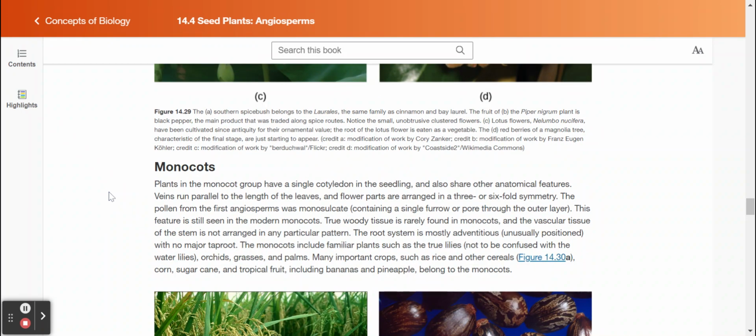Monocots. Plants in the monocot group have a single cotyledon in the seedling and also share other anatomical features. Veins run parallel to the length of the leaves, and flower parts are arranged in a 3 or 6-fold symmetry. The pollen from the first angiosperms was monosulcate, containing a single furrow or pore through the outer layer. This feature is still seen in the modern monocots.